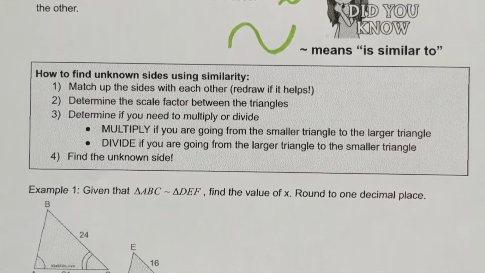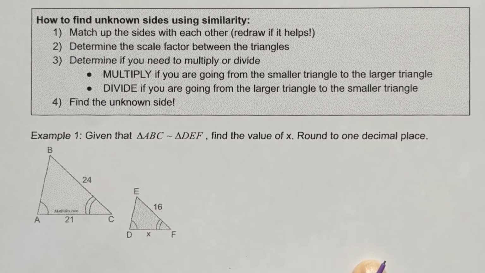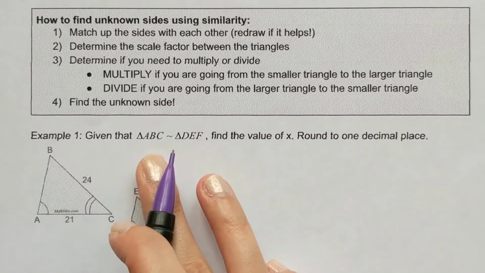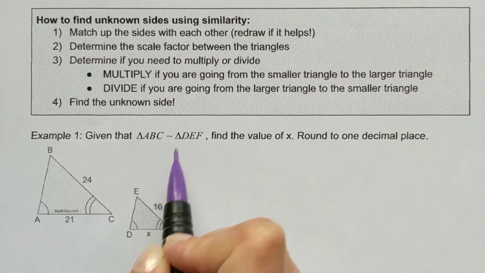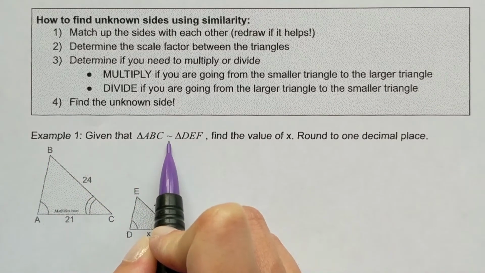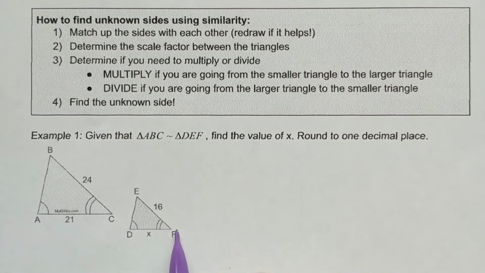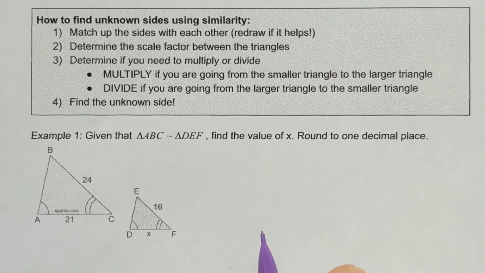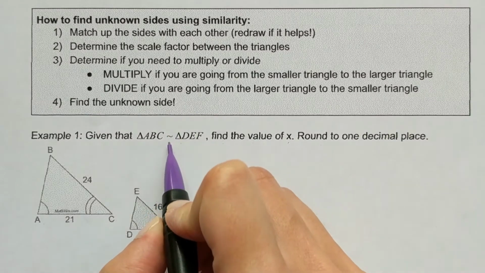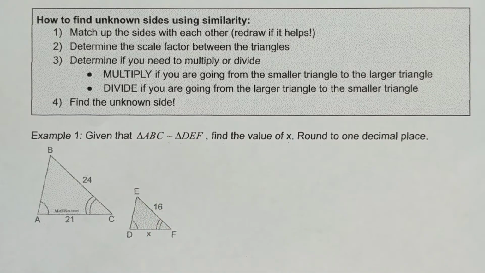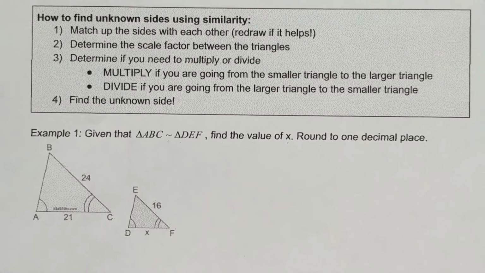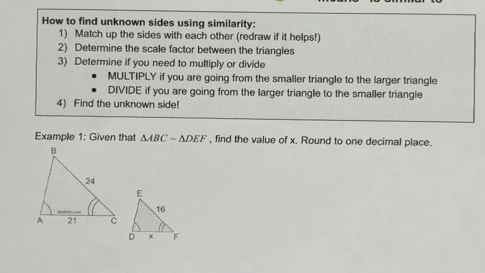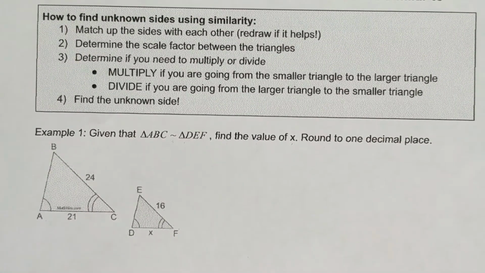So let's do an example here. Given that triangle ABC is similar to triangle DEF, find the value of x, round to 1 decimal place. That's our first instance of seeing that "is similar to" symbol, which we're going to see throughout this problem. So first and foremost, let's start by matching our sides up with one another.